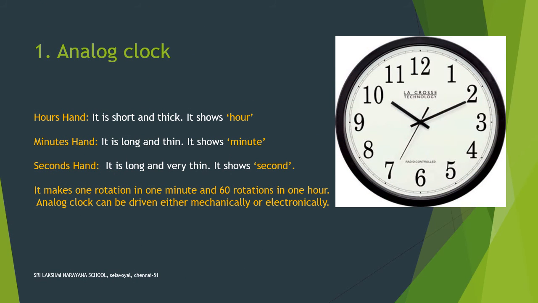Let's see analog clocks. It looks like a classic clock. It has 3 hands to show the time. They are hour hand, minute hand, second hand. Hour hand. It is short and thick. It shows hour.